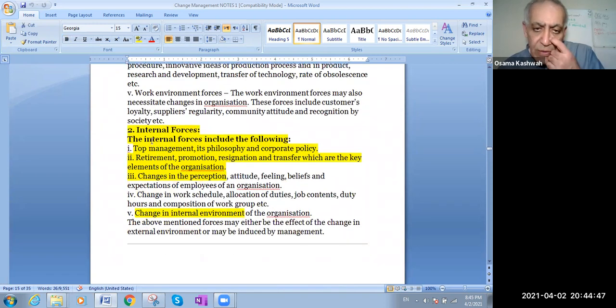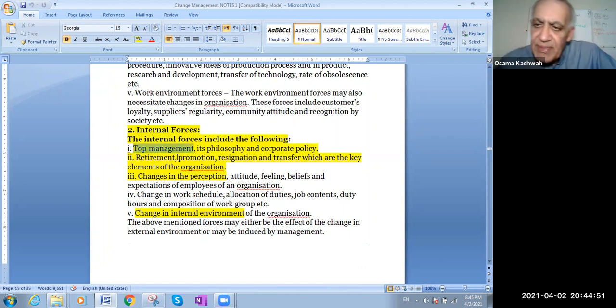Internal forces include the following. What are the internal forces? Top management thinks from inside the organization, which leads to change from within the organization itself, where I'm working. Okay, it's not imposed on me from outside. It's from inside the organization. For example, the philosophy of the company may change, so we also have to make the change.